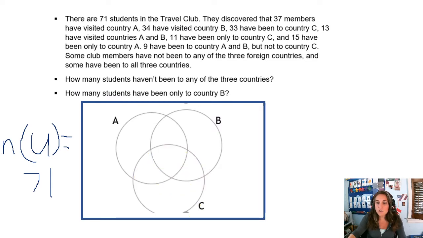13 have visited countries A and B. So that would be this piece right here where A intersects B. We know that there are 13 students that have visited countries A and B.